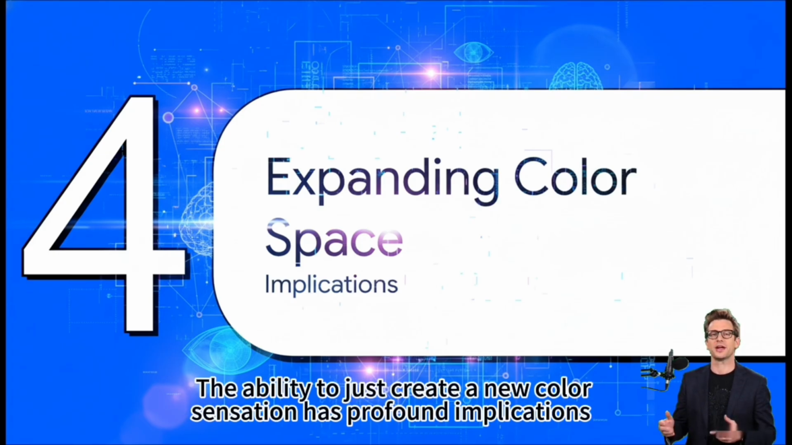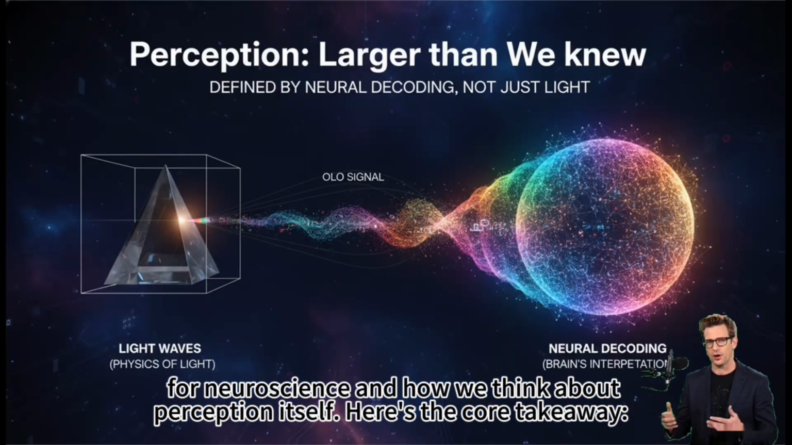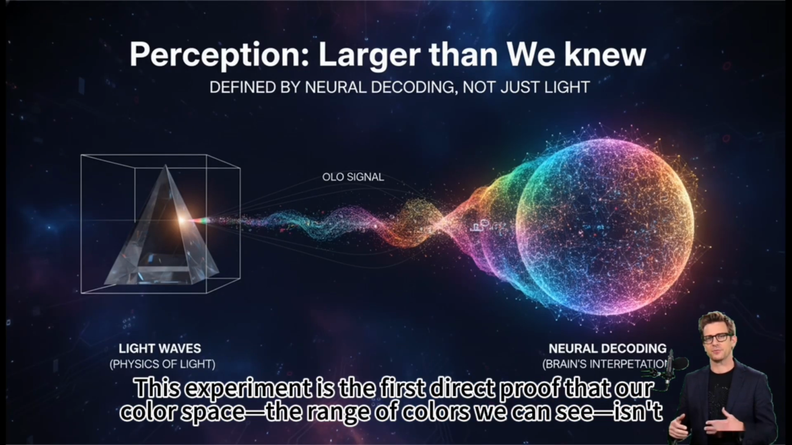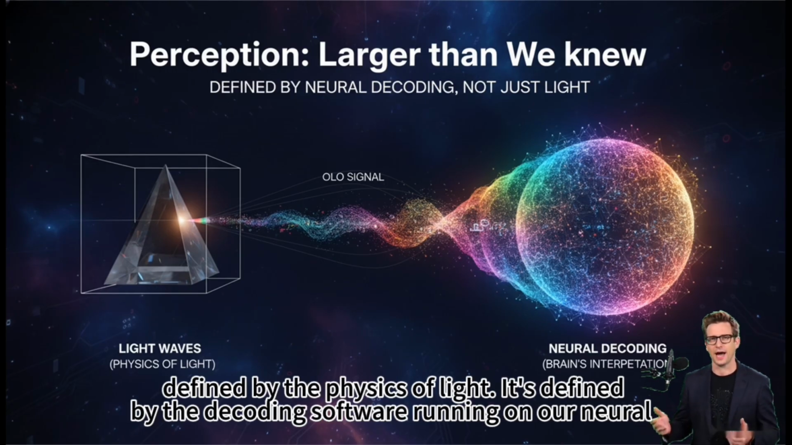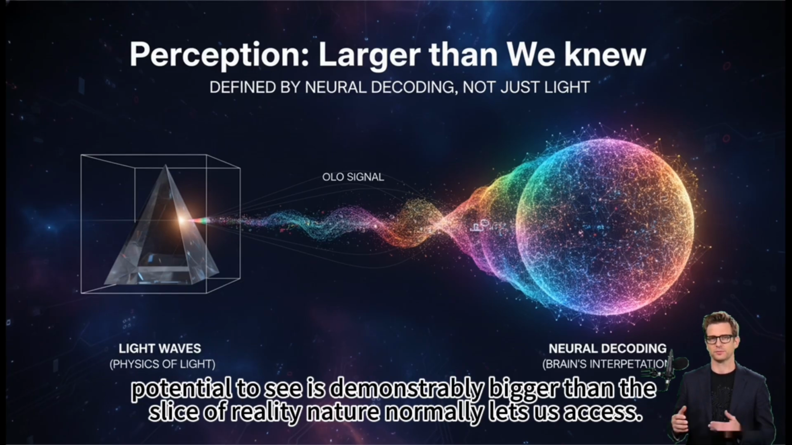The ability to just create a new color sensation has profound implications for neuroscience and how we think about perception itself. Here's the core takeaway. This experiment is the first direct proof that our color space, the range of colors we can see, isn't defined by the physics of light. It's defined by the decoding software running on our neural hardware. If you can hack the input signal, you can get a brand new output from the brain. Our potential to see is demonstrably bigger than the slice of reality nature normally lets us access.